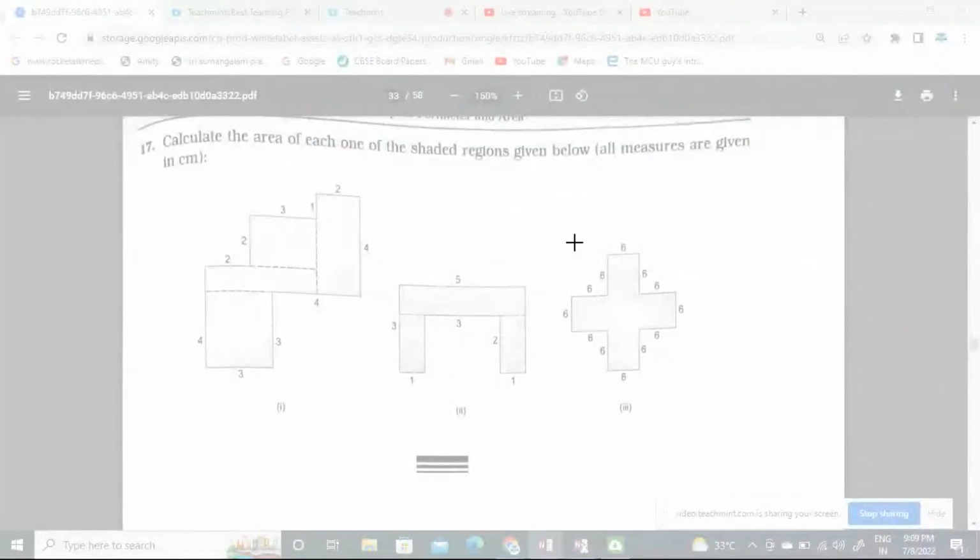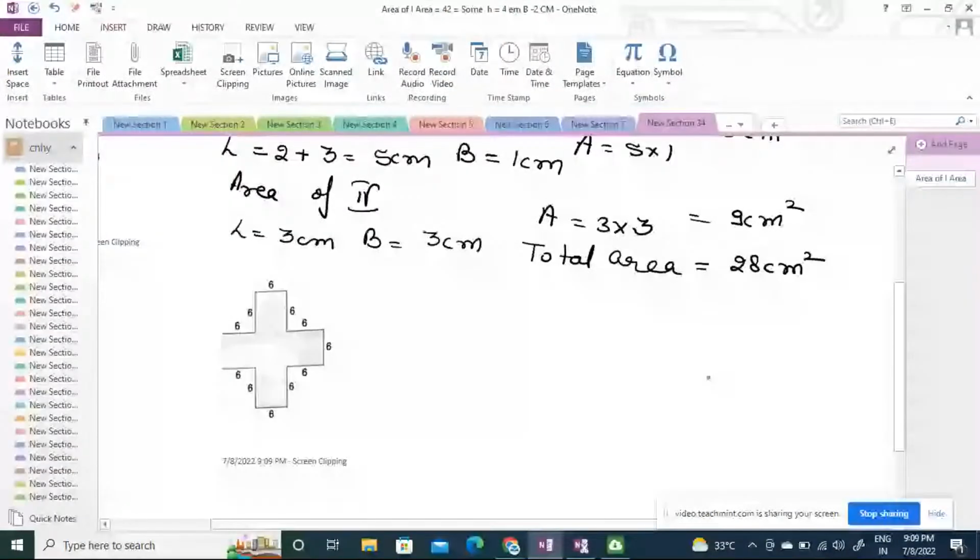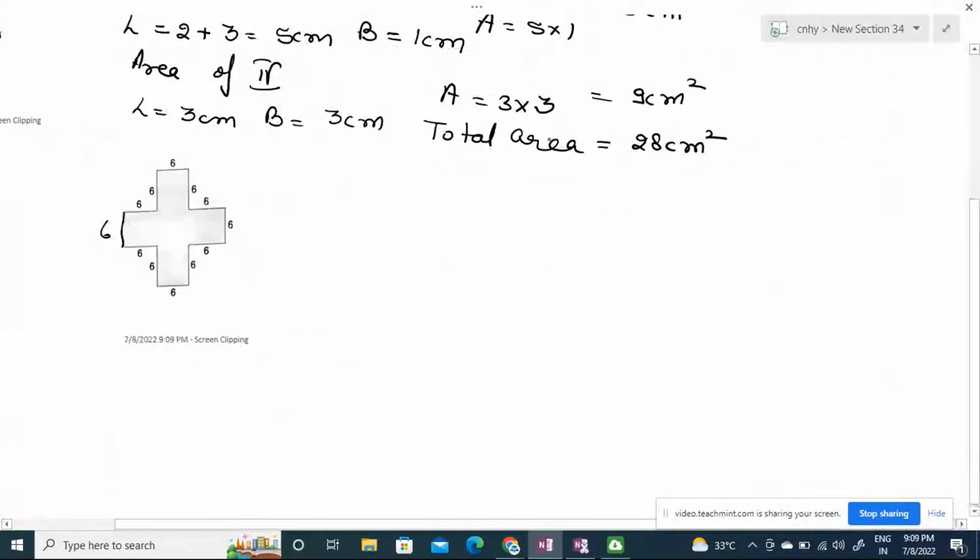Second question, I think you can do. Yes, because the dimensions are the same everywhere: 6, 6, 6, 6, 6, 6, 6, 6, 6. So we'll just divide it into squares. 6 into 6, 6 into 6, 6 into 6, 6 into 6. That is a square, 36. You can also divide like this: 5 squares. That is 5 into 36, that is 180 centimeter square.